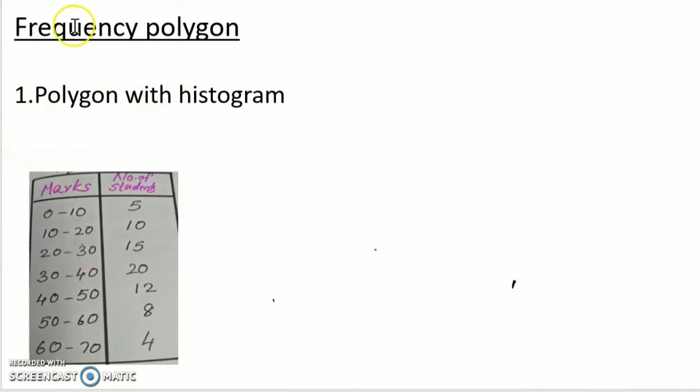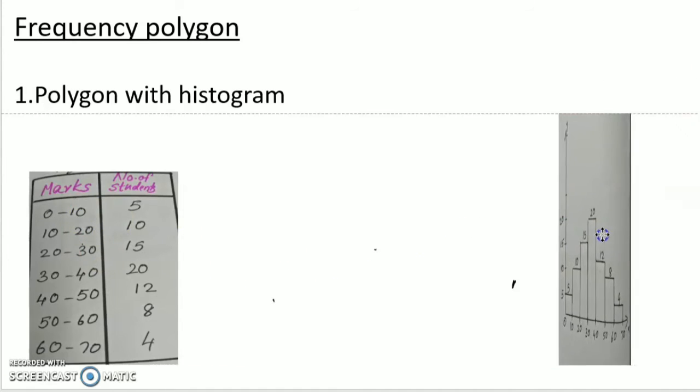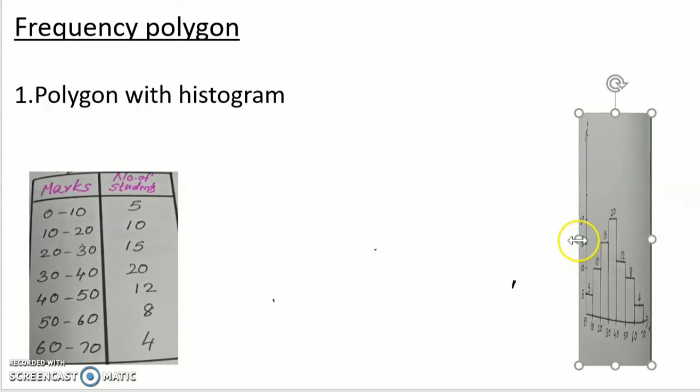Next topic is frequency polygon. Frequency polygon we can draw with histograms or without histograms. Okay, the first case polygon with histogram. So here we are taking the same example as we took in the histogram with the equal class interval. Okay, so in the same diagram itself we can draw the polygon with the histogram.